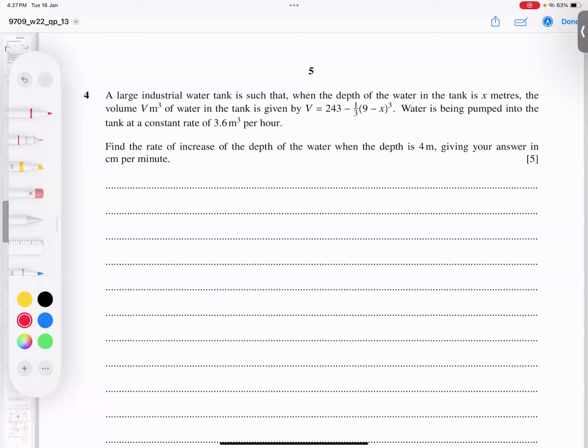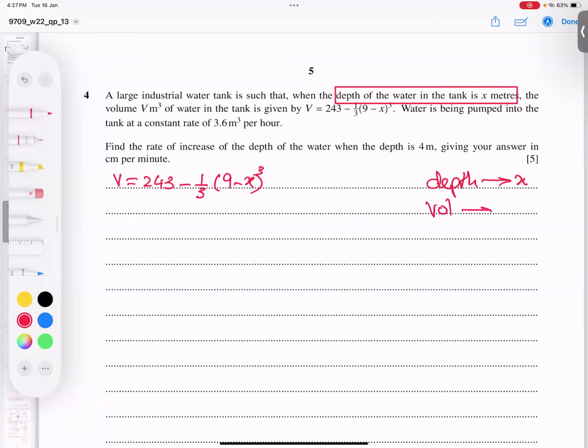A large industrial water tank is such that the depth of water is given as x meters. So he represents depth with x. Make sure you don't forget it. The volume of the water is given by this formula. Let me write the volume: V equals 243 minus 1/3 (9 minus x) to the power 3. The volume we represent by V.